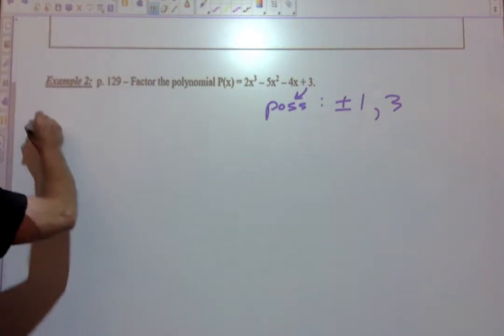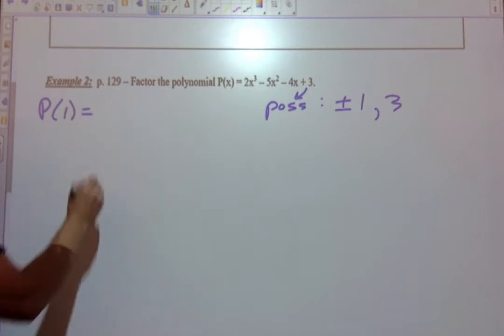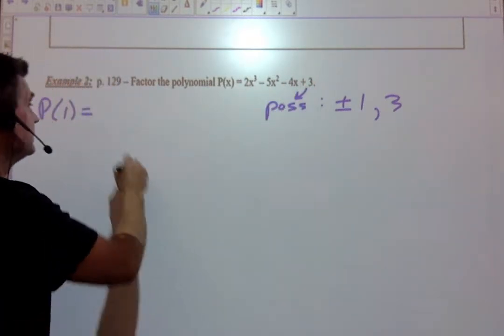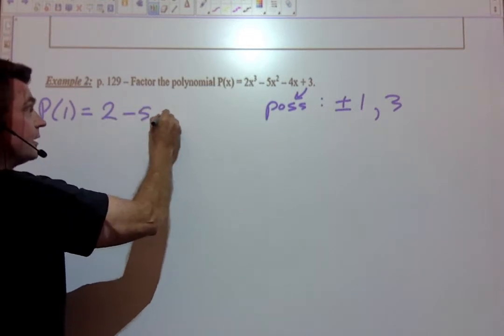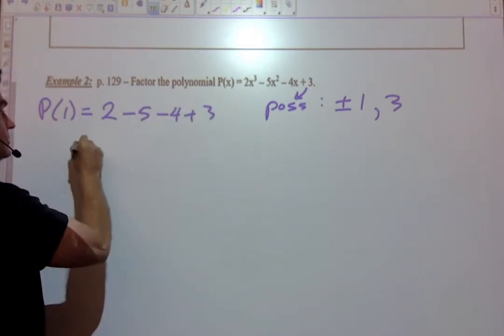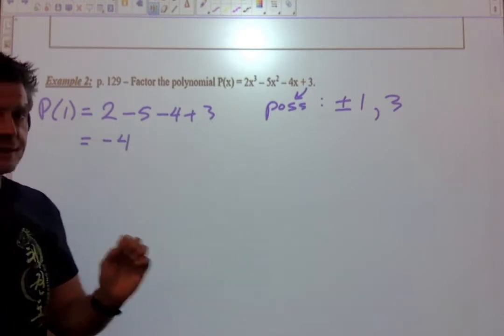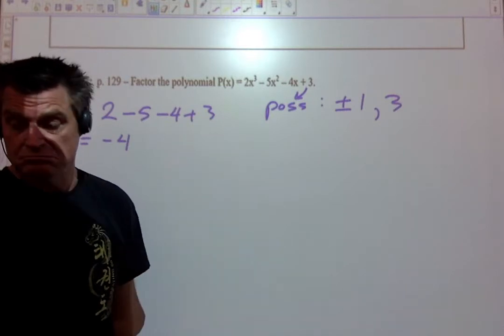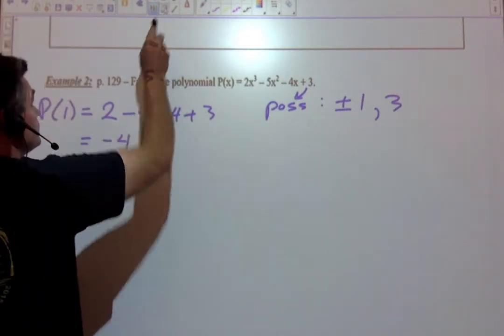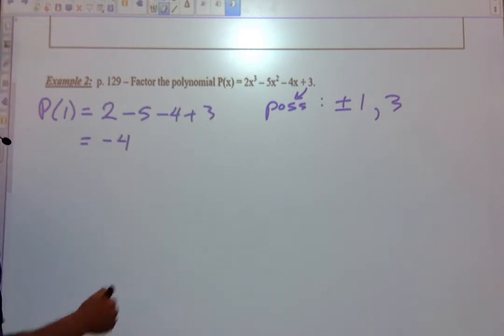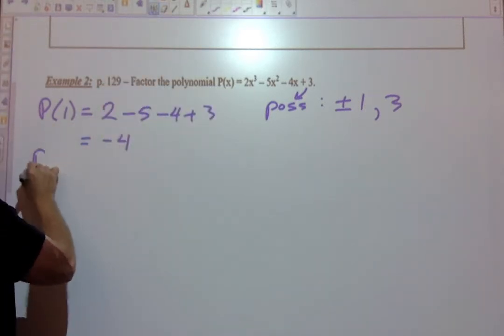So let's try P of 1. Let's plug in 1. What do I get? I get 2 minus 5 minus 4 plus 3, which is 5 minus 5, which is 0, minus 4. That's not 0, which means this thing's not a factor. So this is useless. I don't want this. Not good. Maybe I should keep all that stuff there. Okay, let's try negative 1.